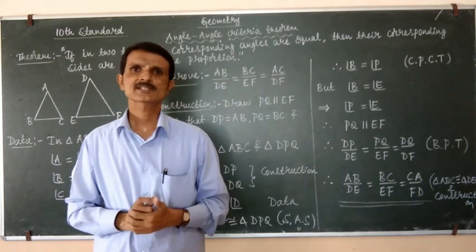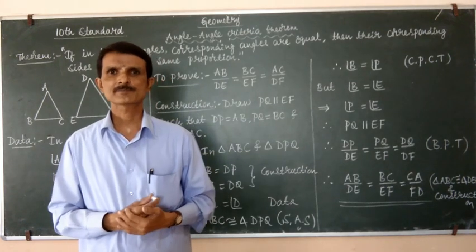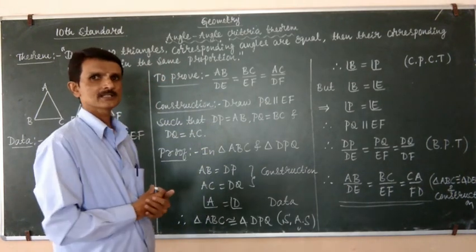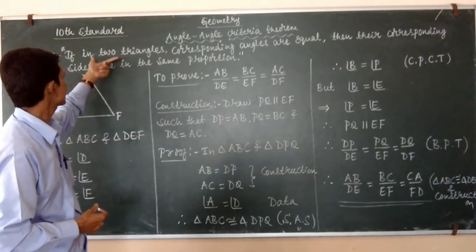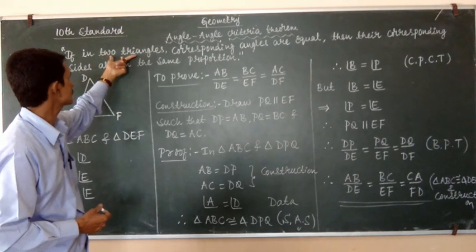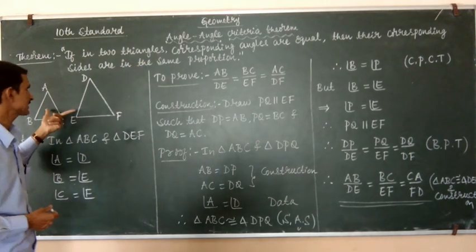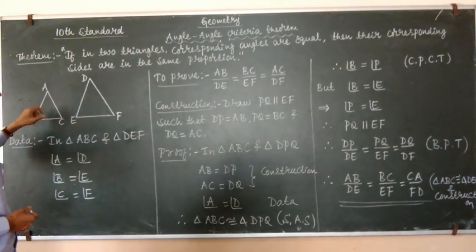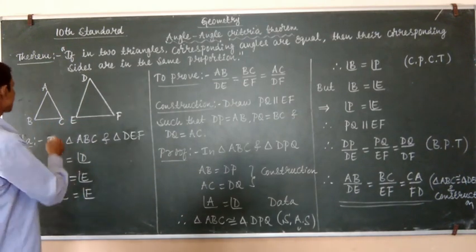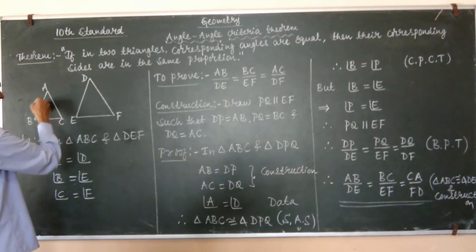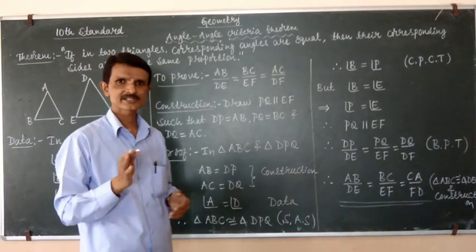Now we shall apply this step by step proof. So the first step is, we are going to draw the rough sketch or rough figure for the statement. Here in the statement, they have told that two triangles. Therefore here I have taken two triangles, so I named them ABC and DEF. So there are two triangles. The first one is triangle ABC and the other is triangle DEF.